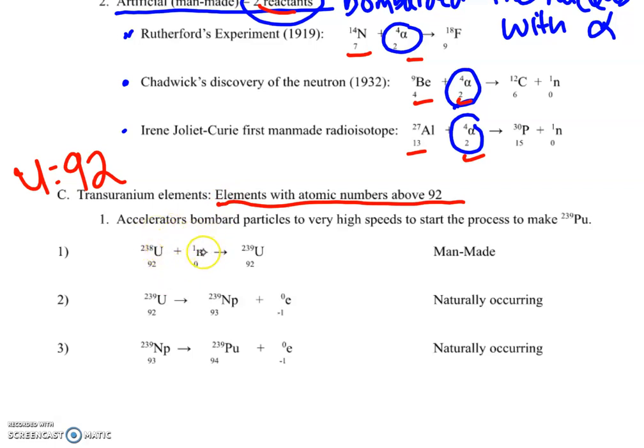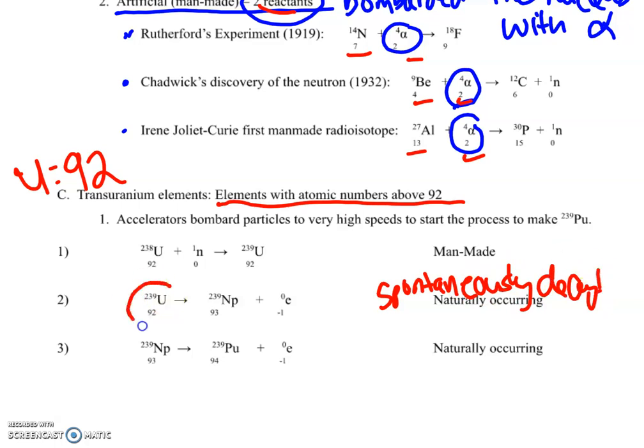Uranium-238, if we add 1 neutron to that, we get uranium-239. It is man-made. Once uranium-239 exists, it will spontaneously decay. So that's why there's only one reactant. It will spontaneously decay into neptunium plus a beta particle.